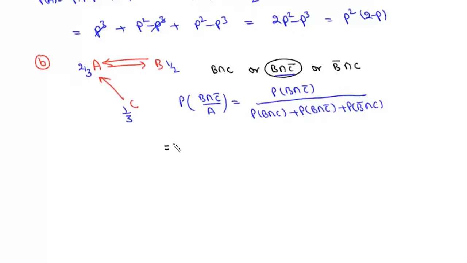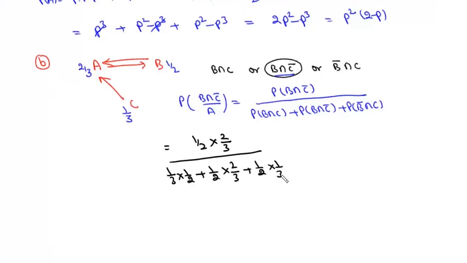Clearly, these events are independent. So we can write this as the probability of B, which is 1 by 2, into the probability of C naught, which is 2 by 3. In the denominator, for B and C, it will be 1 by 3 into 1 by 2, plus B is 1 by 2 and C naught is 2 by 3, plus B naught is 1 by 2 and C is simply 1 by 3. Now this is 2 divided by 4, so the required probability is 1 by 2. So if A is hit, then the probability that B hits and C misses is simply 1 by 2.